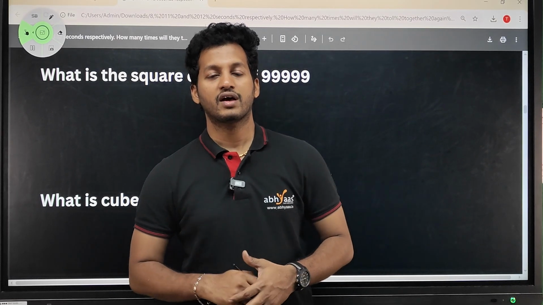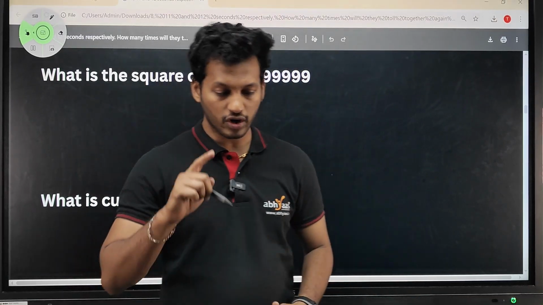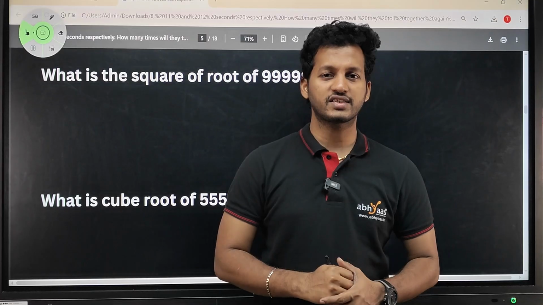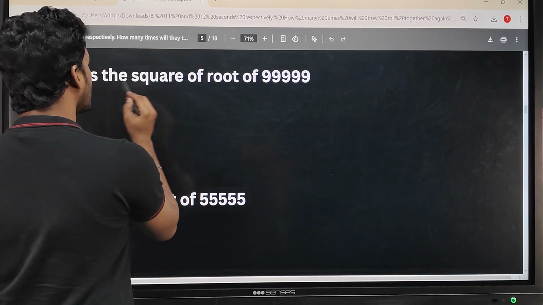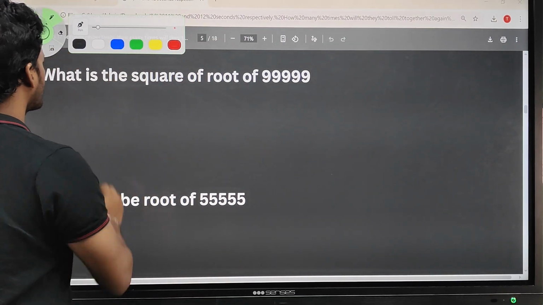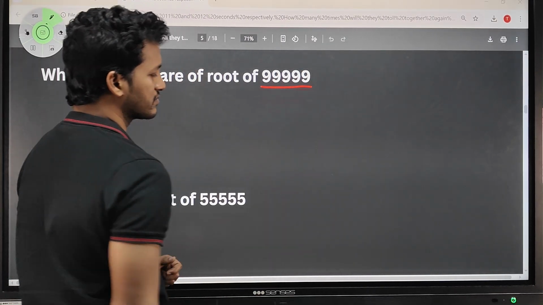So students, let's discuss the next model, that is finding square root or using the property of square root. Where can this property of square root be used? For example, this is one of the previous year questions that was asked in Rohtak. They asked what is the square root of 99999.